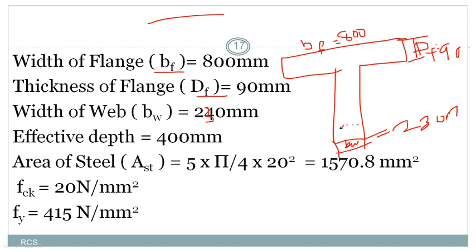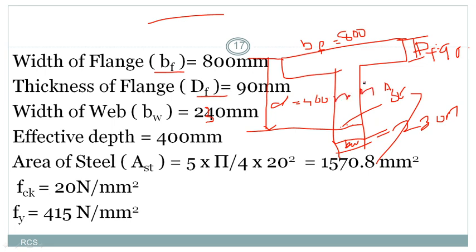5 bars of 20 mm. So this will give me the AST, that is AST provided. The value of this is 1570.8. And also given is the effective depth of this T-beam. You know the effective depth is from the topmost fiber of the flange to the centroid of the steel bars. So small d is equal to 400 mm. So these are the dimensions given.